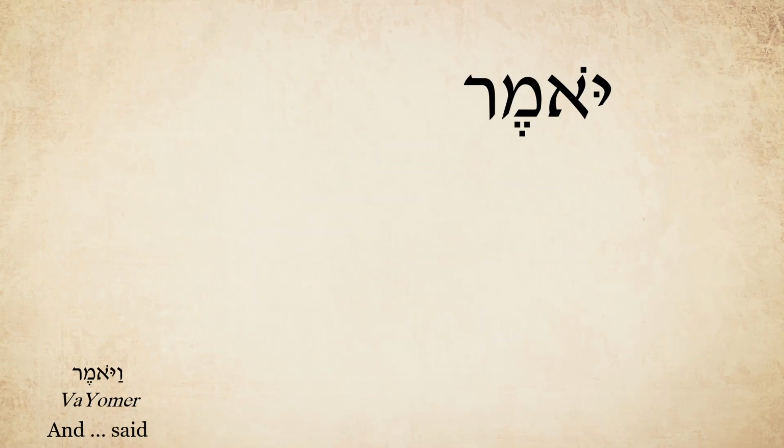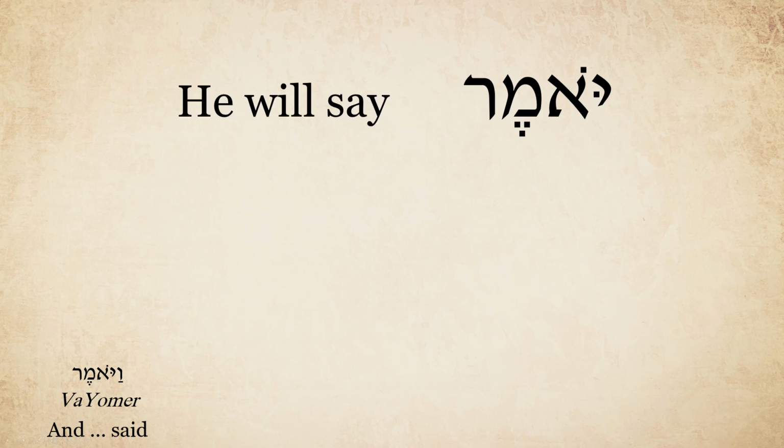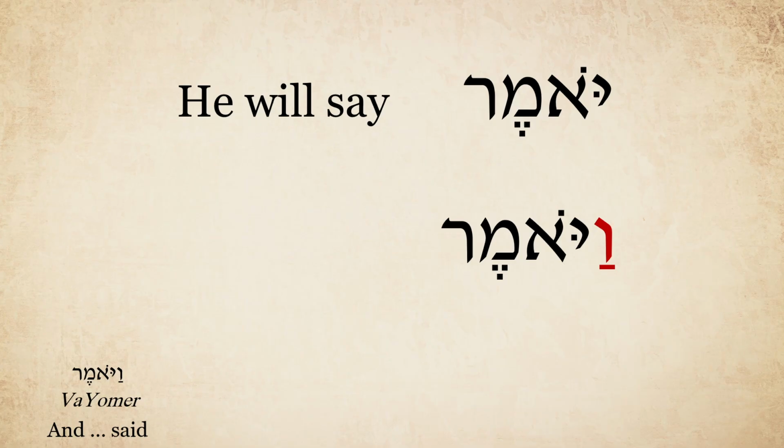So yomer is in the future, i.e. it means he will say, but when we add the converting vav, the unit created, vayomer, turns to be in the past and means he said. I know, it sounds weird, but this is one of the most distinctive features of Biblical Hebrew, and it is all over the place. This grammatical concept was later abandoned even during antiquity, and thus remained ever since a hallmark of Hebrew in the Bible.